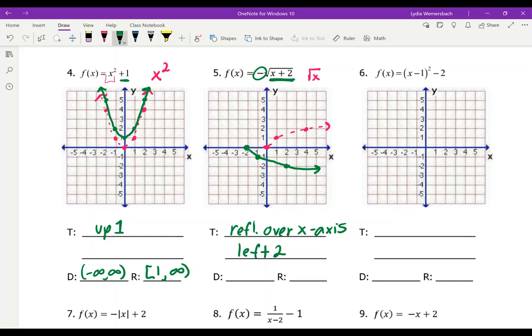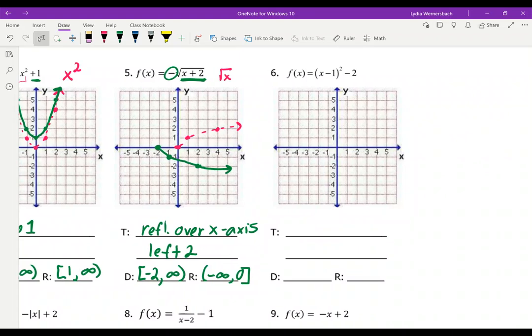So we do have to change the domain and the range. Domain is left to right. We shifted left 2, so that's going to be from -2, and then it does go on until infinity. Now the range was reflected, so that means instead of going from a number to infinity, it's going to go from -infinity, and it stops at 0. We can also think about that as bottom to top. It's going down, and then it stops at 0. Alrighty, next one.